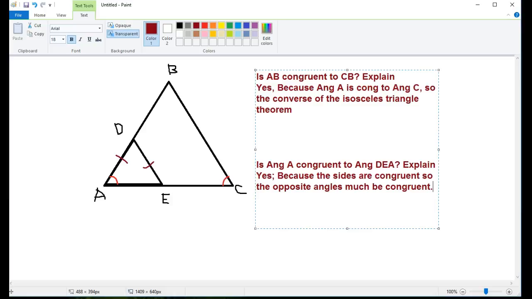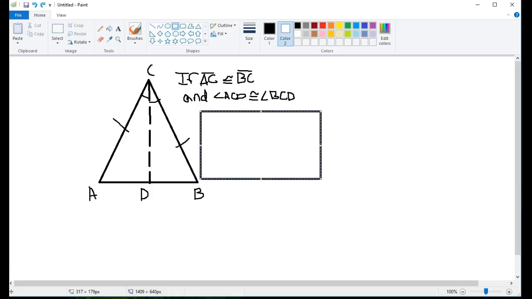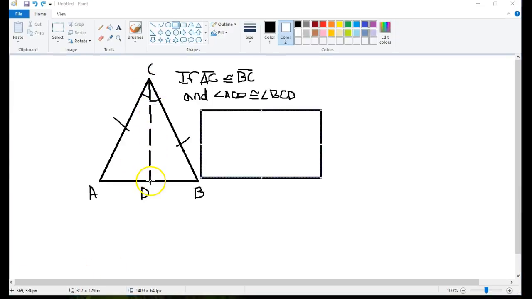Alright, we're going to move on to the next theorem. Okay, so the next theorem is if we are given another isosceles triangle like this, and we're told that we have a perpendicular bisector here. So we have this triangle, this angle and this angle are congruent. These angles up here, ACD and BCD, are also congruent. We have a perpendicular bisector here.